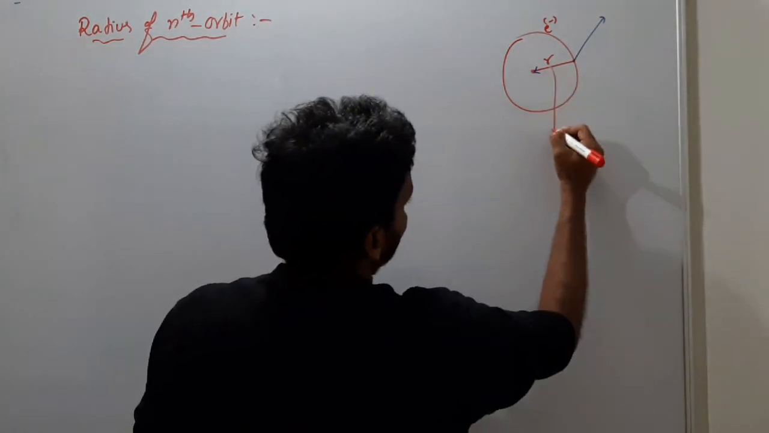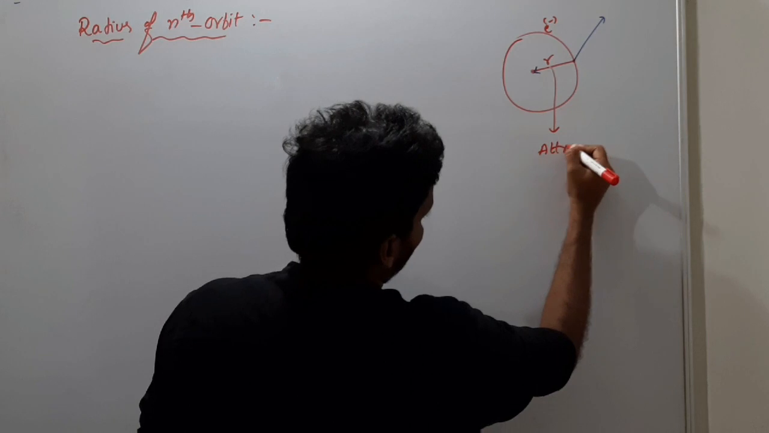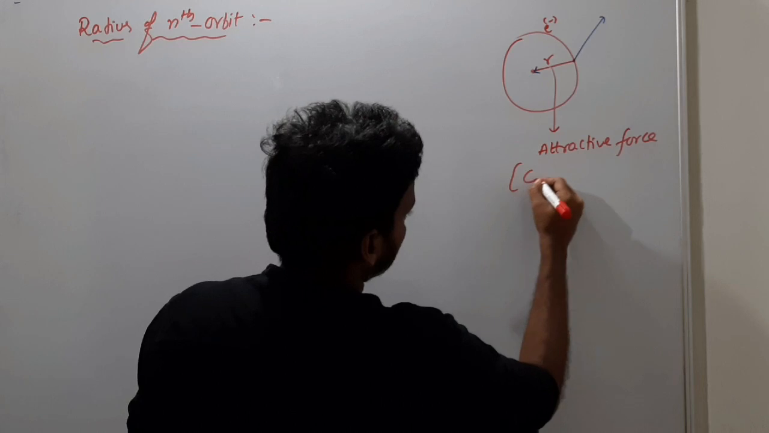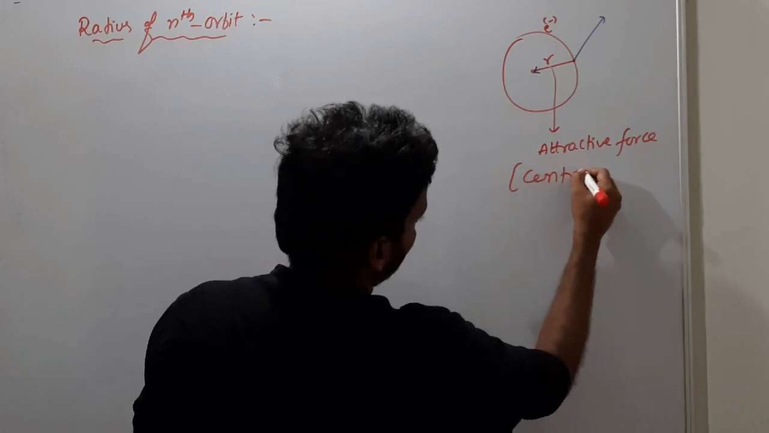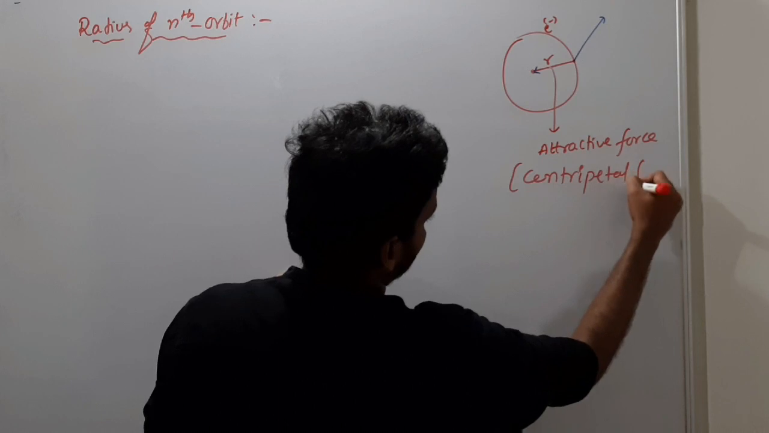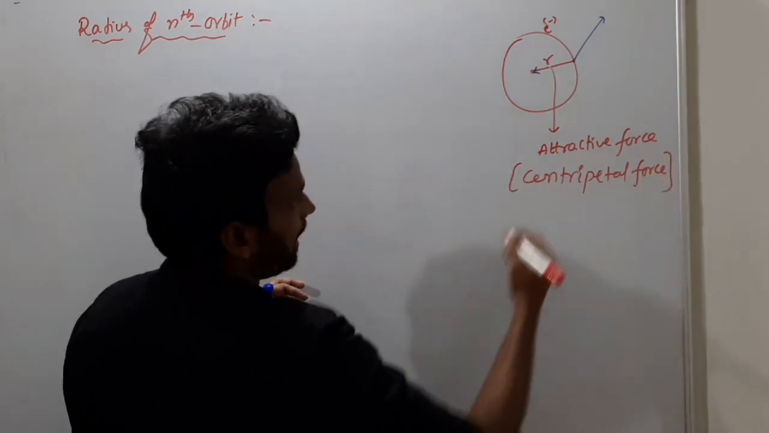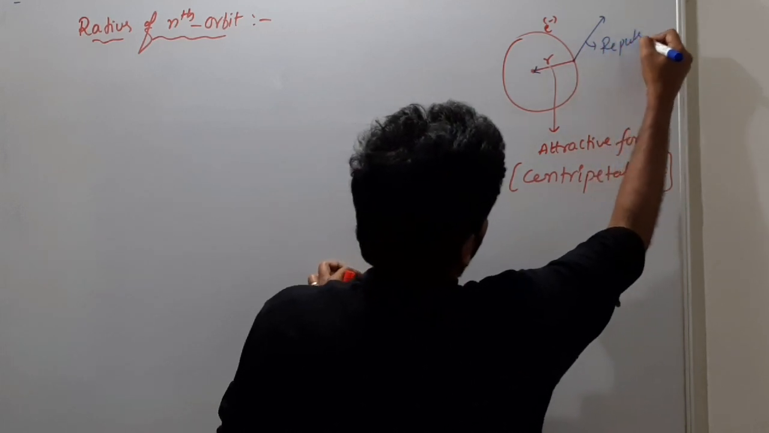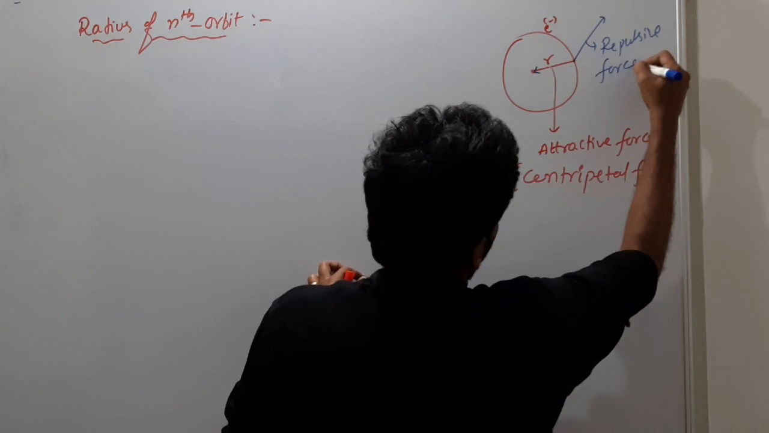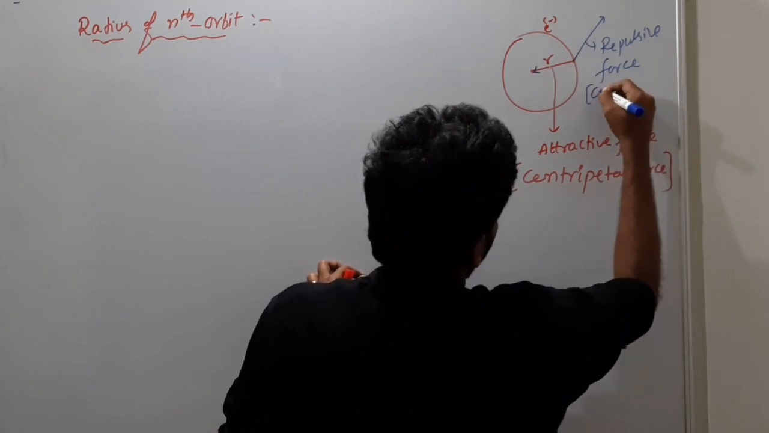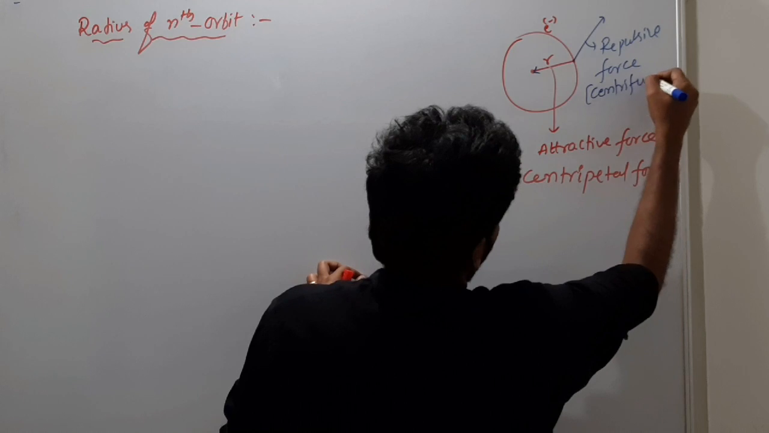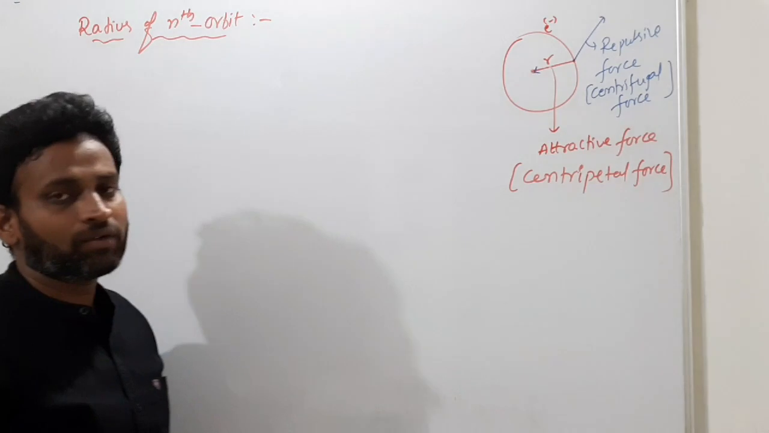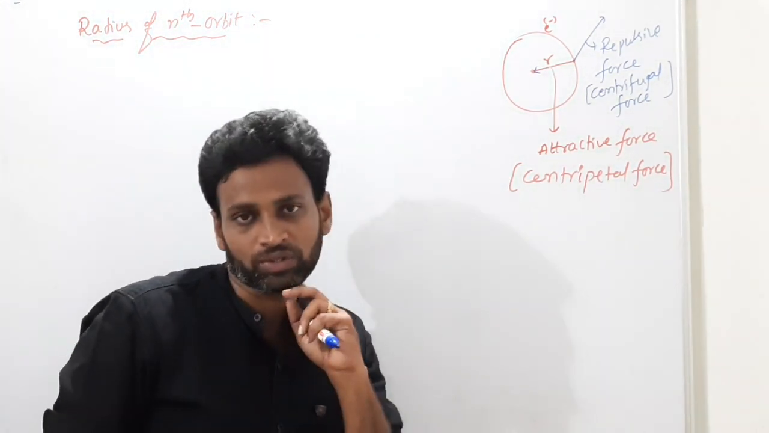This one, the red color, is attractive force. Attractive force is called centripetal force. And this blue color is repulsive force. Repulsive force is called centrifugal force actually. Centripetal force and centrifugal force.